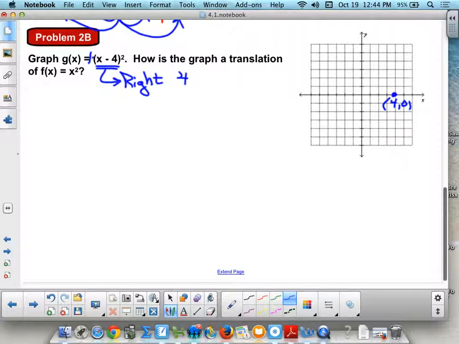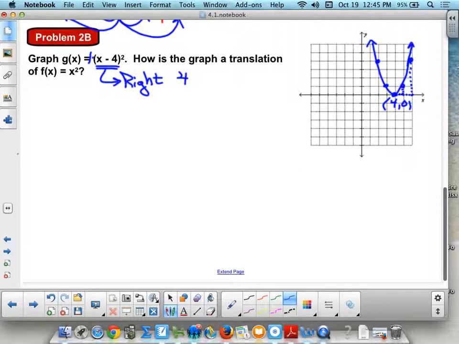Which means go over 1, what? Up 1. Go over 2, up what? 4. Okay, and then you can just mirror it, sketch it, call it good. Okay.